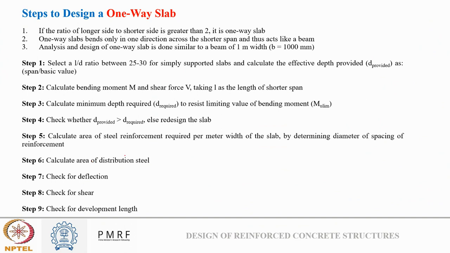So how to design one-way slabs? These are the steps. Firstly, we need to check whether a slab is one-way or not. So longer side to shorter side should be greater than 2. Now a one-way slab only bends along one direction, that is along the shorter span. If it is bending along one direction, then we can assume it as a beam only. In a beam also there is one direction bending only. So we can assume one-way slab design as similar to the beam design that we saw earlier.